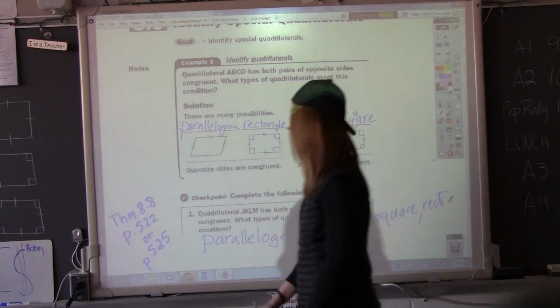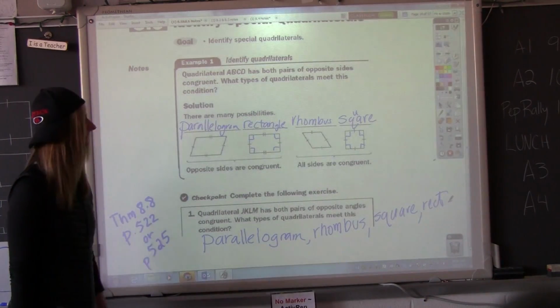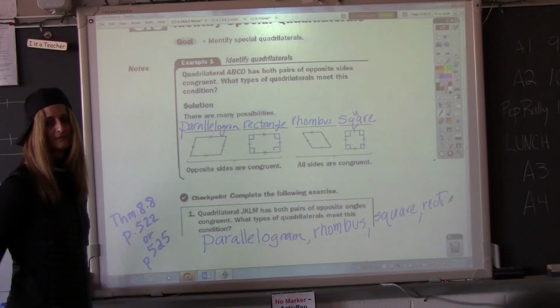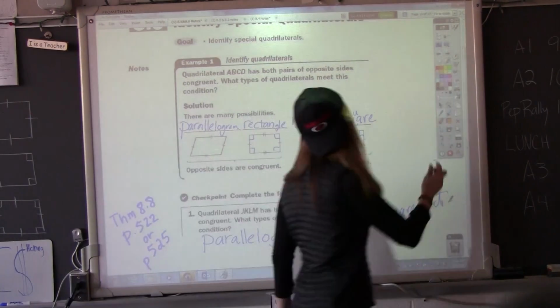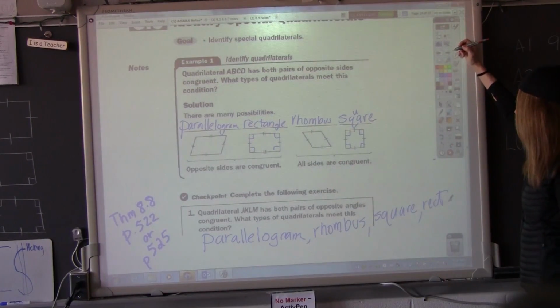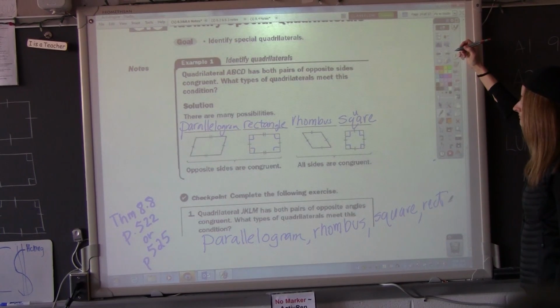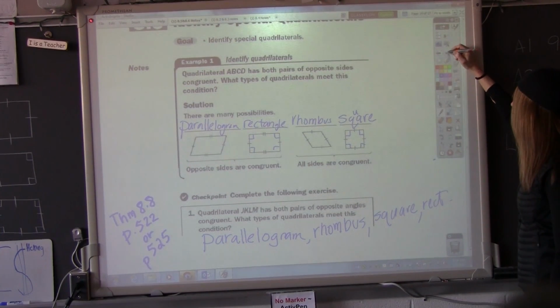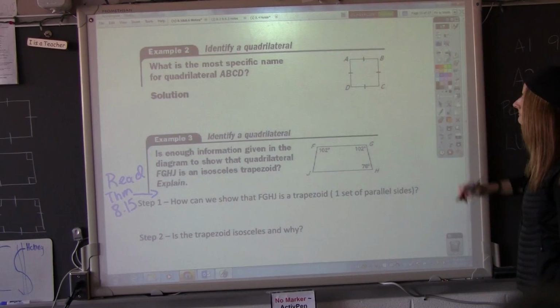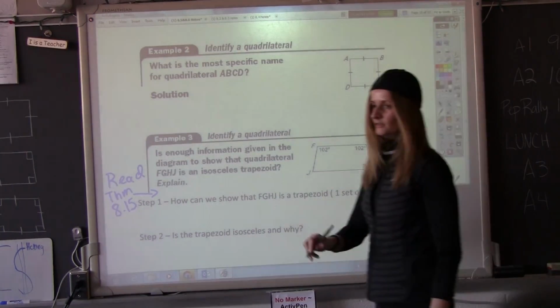Rectangle. Almost finished. I'm gonna do the last.